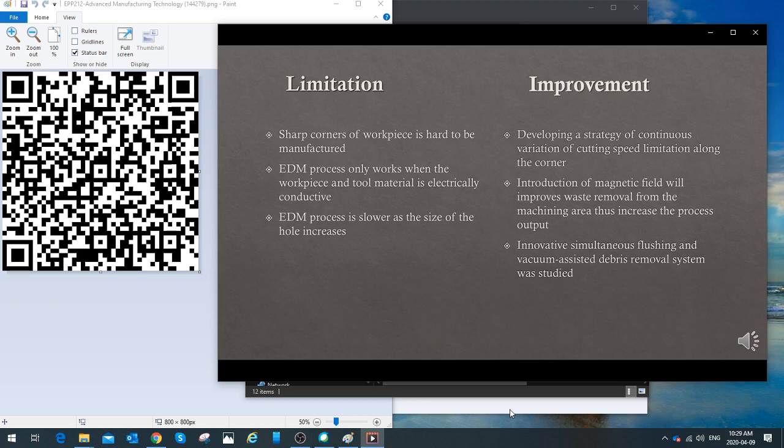These are some improvements to overcome these limitations. Developing a strategy of continuous variation of cutting speed limitation along the corner will help to produce sharp corners. Introduction of a magnetic field will improve waste removal from the machining area, thus increasing the process output. An innovative simultaneous flushing and vacuum-assisted debris removal system was studied, which facilitates better debris removal for deep hole EDM drilling.